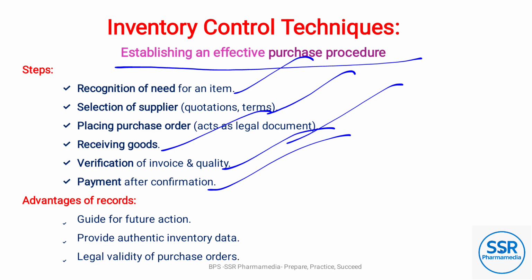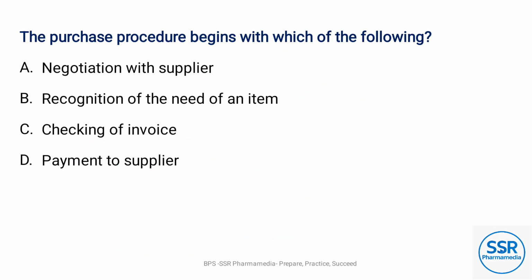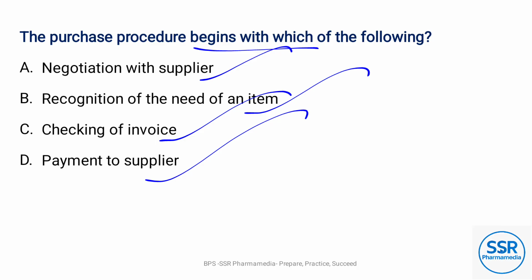Advantages of records: guide for future action, provide authentic inventory data, legal validity of purchase orders. Moving to the question: the purchase procedure begins with which of the following? Option A, negotiation with supplier. Option B, recognition of the need of an item. Option C, checking of invoice. Option D, payment to supplier. So the answer is option B, recognition of the need of an item.